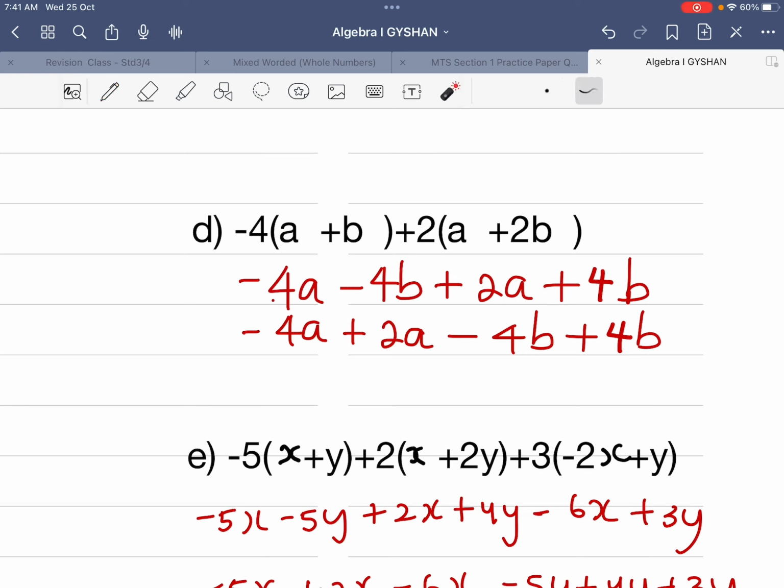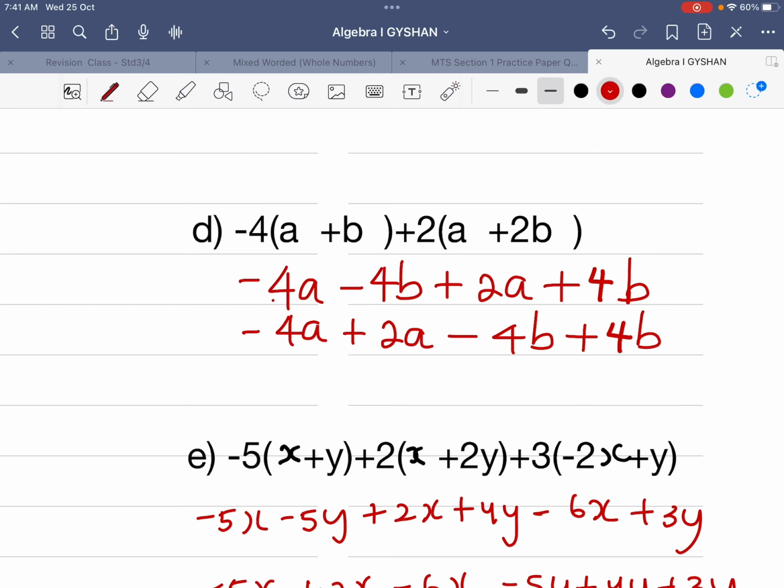Right, so what we can do next is group the like terms. So we have minus 4a and we have plus 2a. So that's this here. And then we have minus 4b plus 4b.